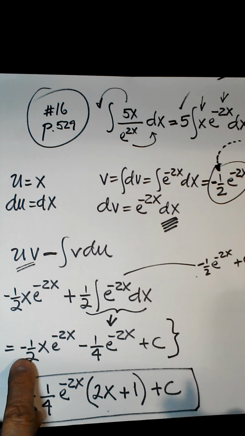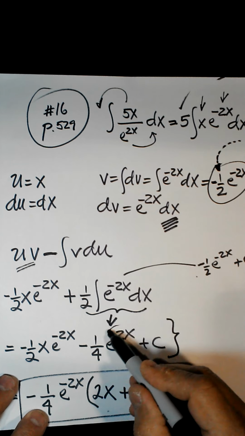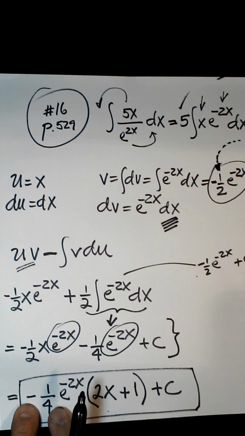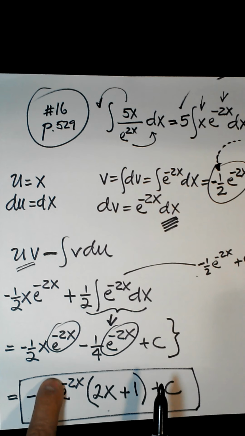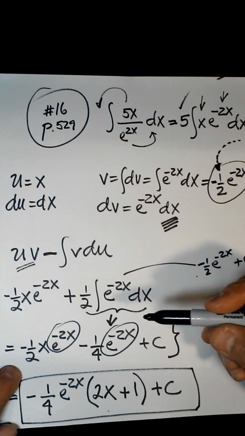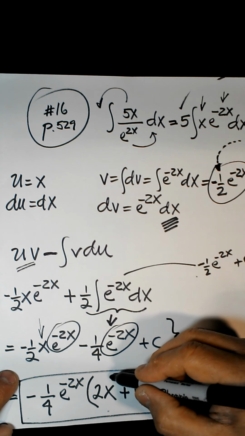So a quarter is smaller than half. So I factor out a quarter. And then I have this repeating part. I factor out the repeating part. So I'm factoring out minus a quarter e to the minus 2x. Now, what do I have left here? Well, I have left the x, which is here.